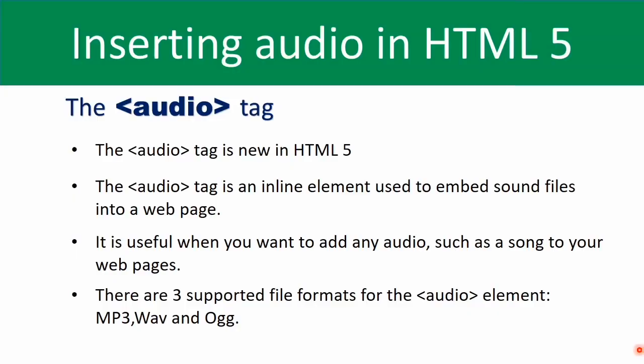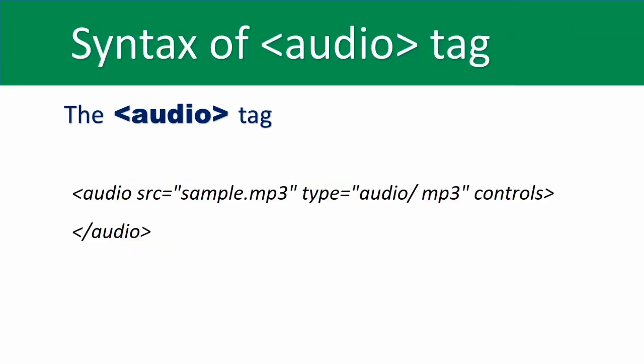In this video you are going to learn how to insert the audio tag to insert an audio file. The audio tag is newly introduced in HTML5. The audio tag is an inline element used to embed a sound file into a web page. It is useful when you want to add any audio, such as a song, to your web page. The three supported file formats of the audio element are MP3, WAV and OGG.